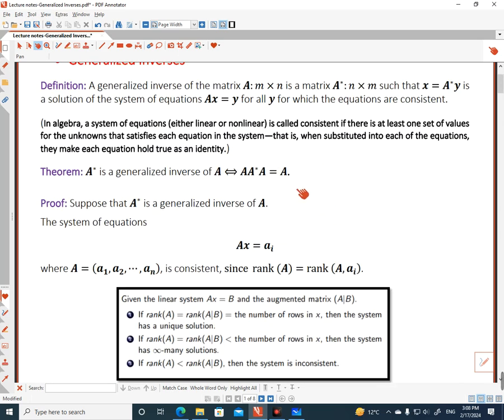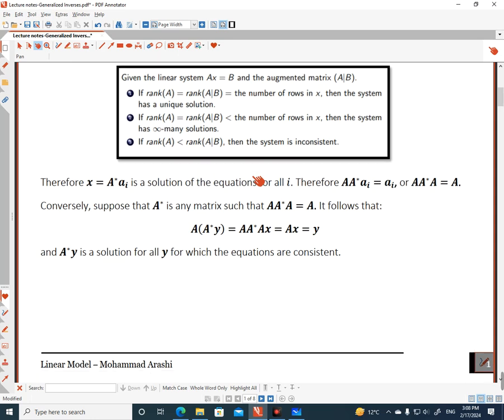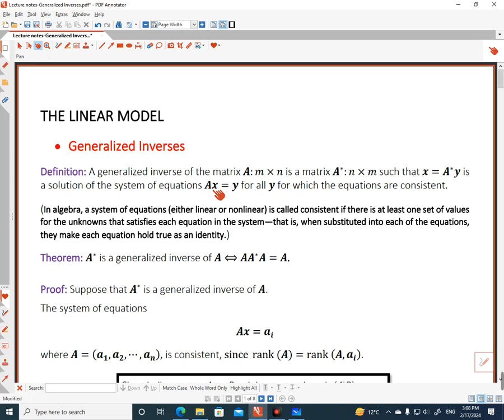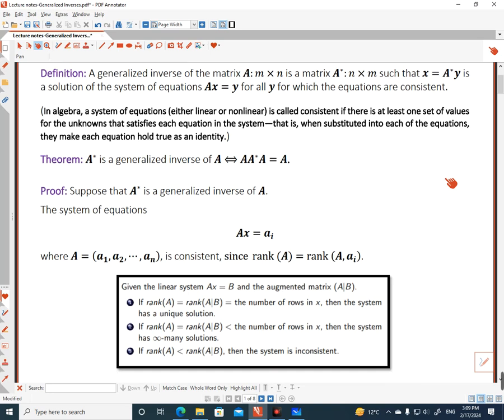Conversely, suppose that we have this relation. We can show that A star is the generalized inverse of A. Now, conversely, we assume that A star is any matrix that satisfies this equality. It follows that I can come up with this linear set of equations, so I can start from this. I know that if A star is the generalized inverse, I must have this relation. So I start with this relation to see whether it is a generalized inverse or not.